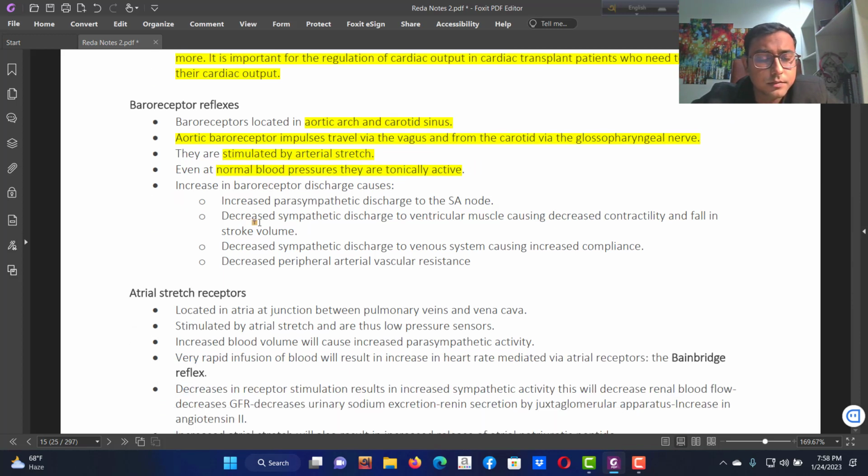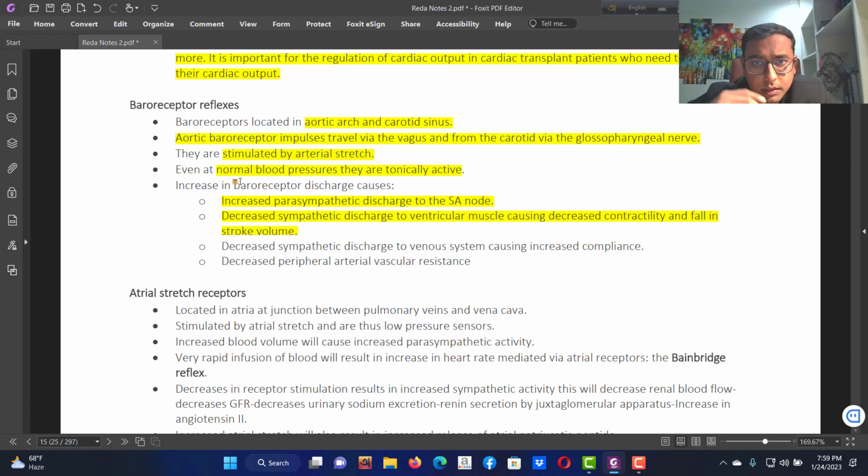And the factors that increase baroreceptor stimulation: increased parasympathetic discharge to the SA node, and decreased sympathetic discharge to ventricular muscle, causing decreased contractility and a fall in stroke volume. That is, when the baroreceptor is stimulated, the pressure falls. In that case, the parasympathetic will relax the heart muscle, so cardiac output will be low and the heart rate will be low.